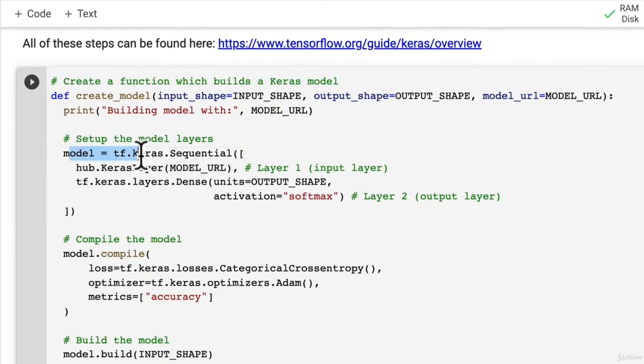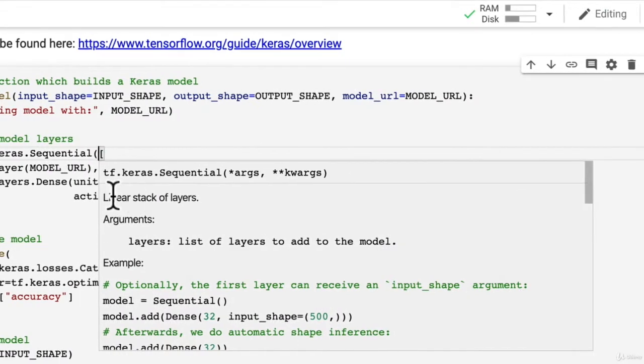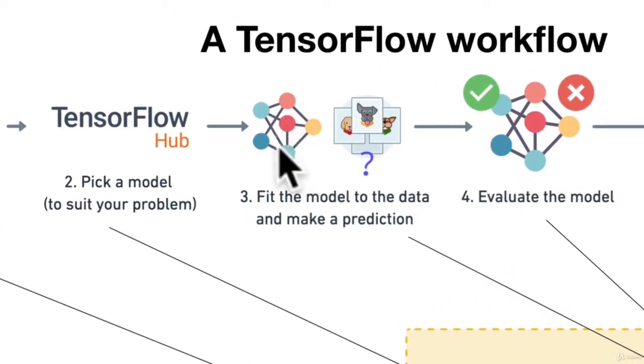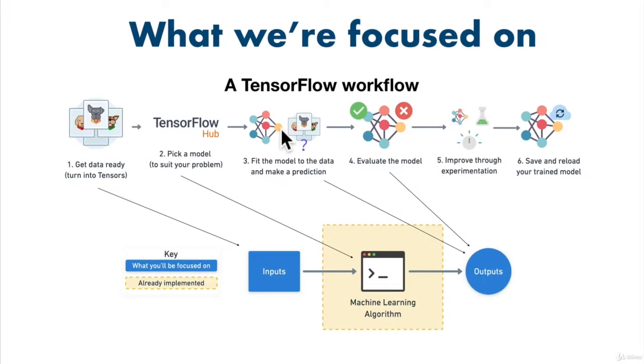So first of all, we instantiate a model. We set up the model layers by using model equals tf.keras.Sequential. What's happening here? A linear stack of layers. So when it says that, what it actually means is it's just a stack of layers that's going to take some sort of input, find patterns in that input, and then have some sort of output. That's what the linear stack of layers means.